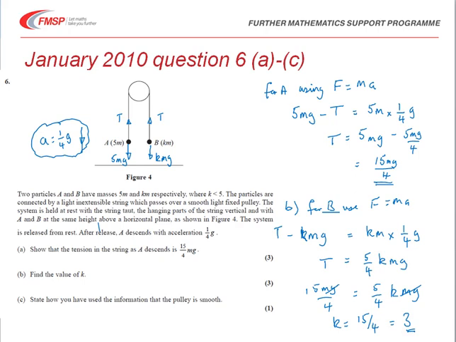The final part of the question simply says, state how you've used the information that the pulley is smooth. The pulley is smooth allows us to say that the tension is the same for both particles. So the tension is transmitted through the string because it's a smooth pulley.